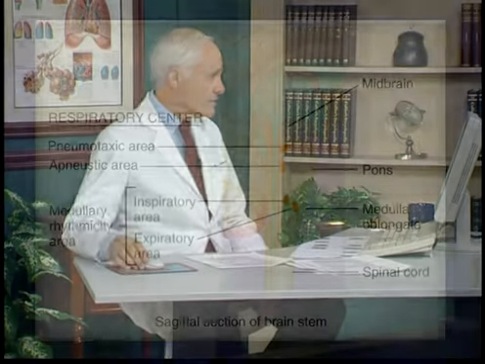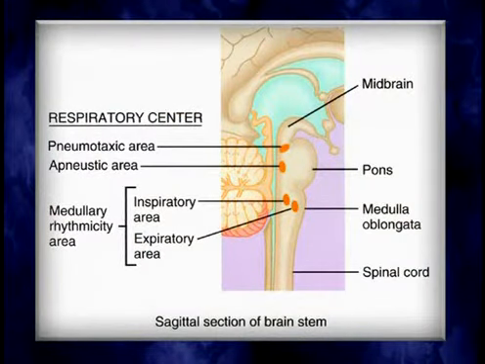There are centers in the brain which regulate this. There is a medullary rhythmicity center which establishes a normal rhythm in the brain. If you look at this slide, for example, this is the medulla. Don't pay too much attention to the anatomy.